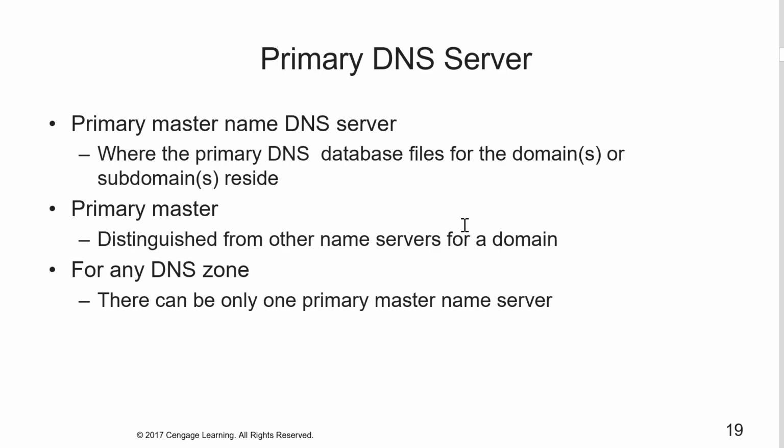The primary or master DNS server is where those primary DNS database files reside. They are distinguished from other name servers in that domain, and for any DNS zone there can only be one primary server. So when you think primary, it's the first, it has the most authority, it is what is used as the main reference point. Secondaries, think of it as backup, think of it as secondary. They're read only, and they serve a purpose of playing second fiddle to the primary servers.